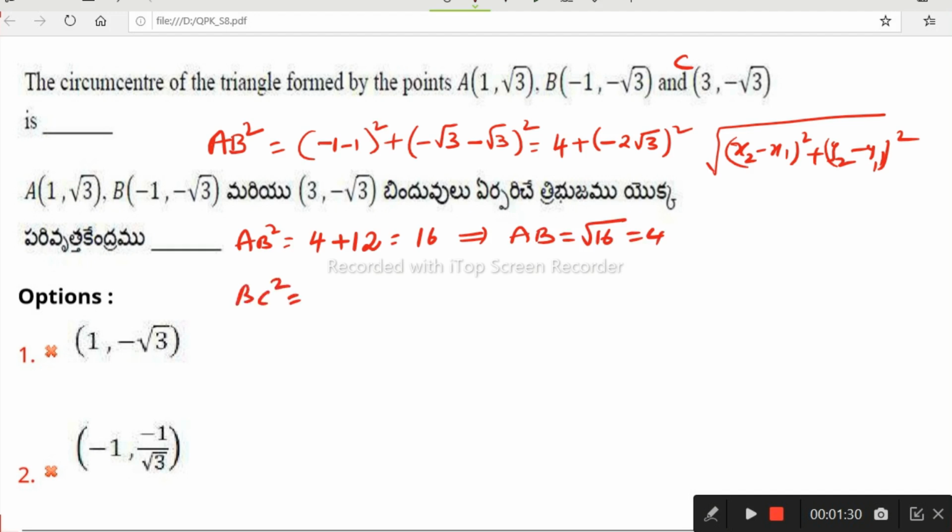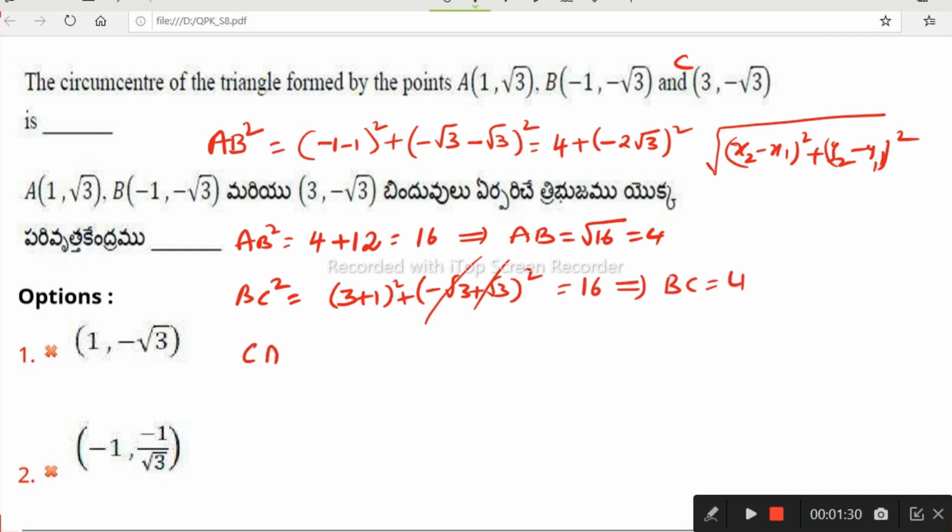BC square, same way, B to C we have to concentrate. 3 minus (-1), that is 3 plus 1, whole square. Next -√3 plus √3 whole square, which is 0, it cancels out. So what remains is (3 plus 1) whole square, that is 4 square, which is 16. AB square is equal to 16, BC square is 16, means BC is equal to 4, right.